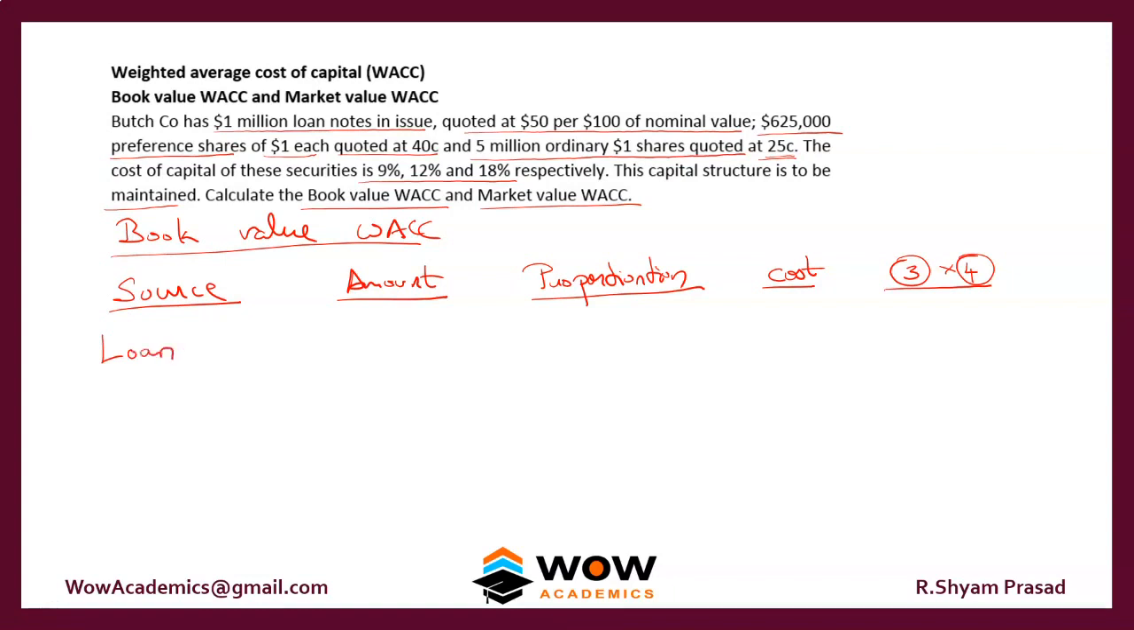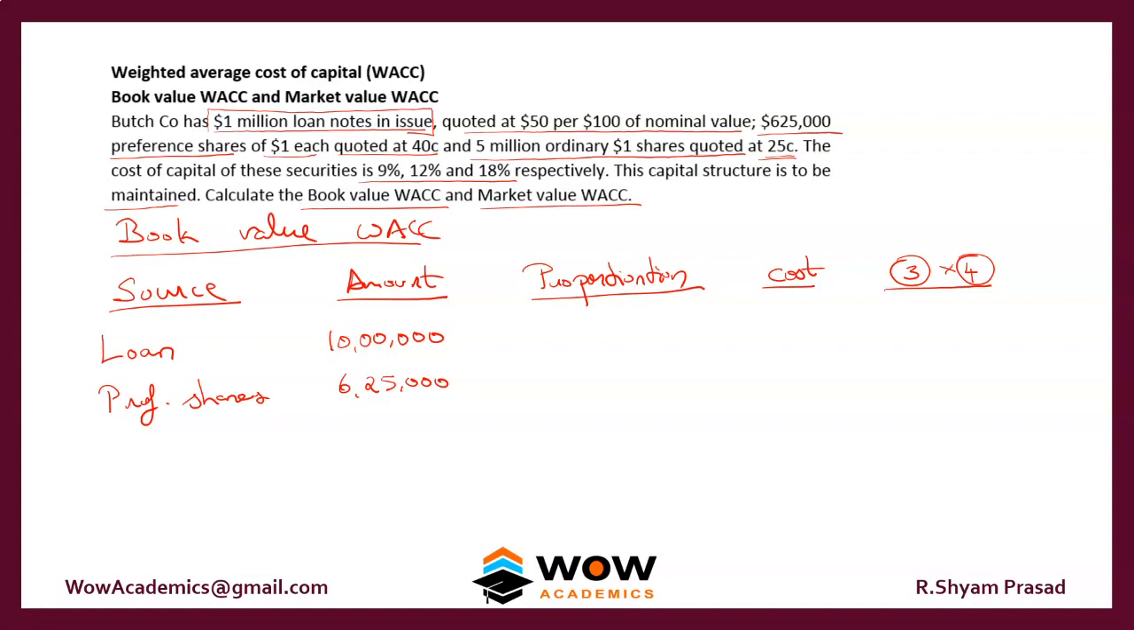So loan, what's the total amount? They have 1 million loan notes which are of $100 nominal value. They have given you that the total worth is 1 million, so you can directly take that 1 million. So we got the total amount as 1 million. The next one is 625,000 preference shares. Again, the worth is directly given, so 625,000 is the total worth.